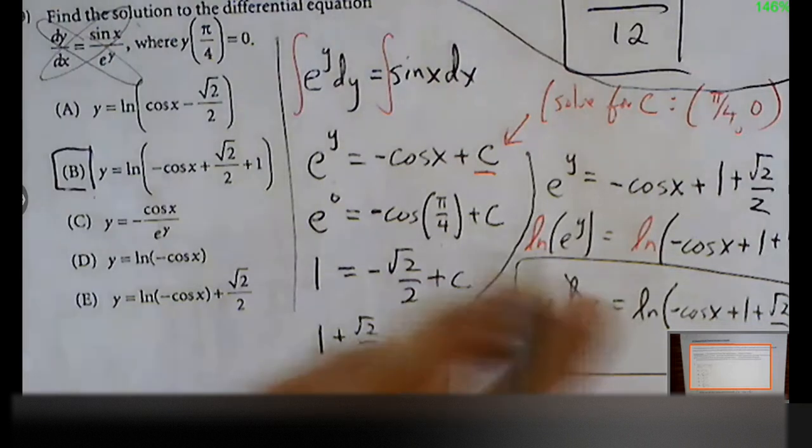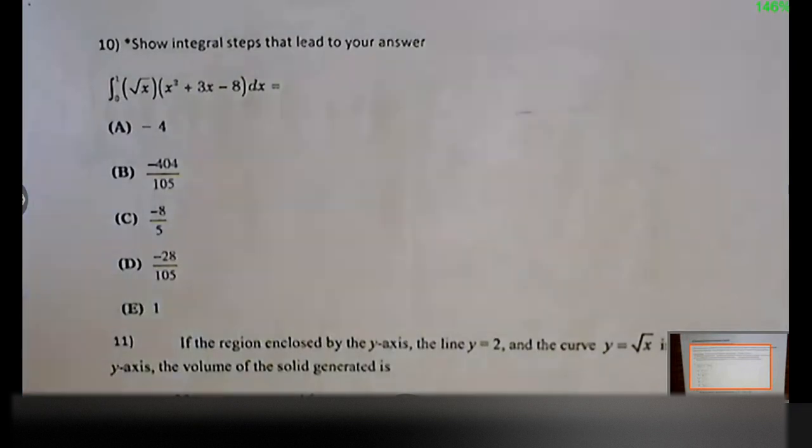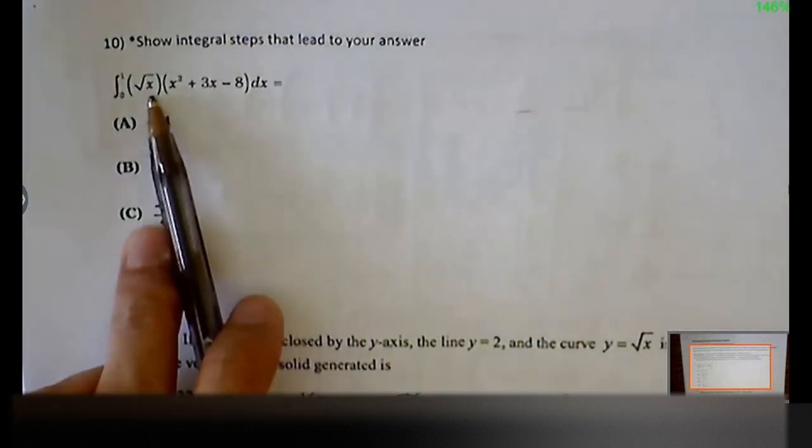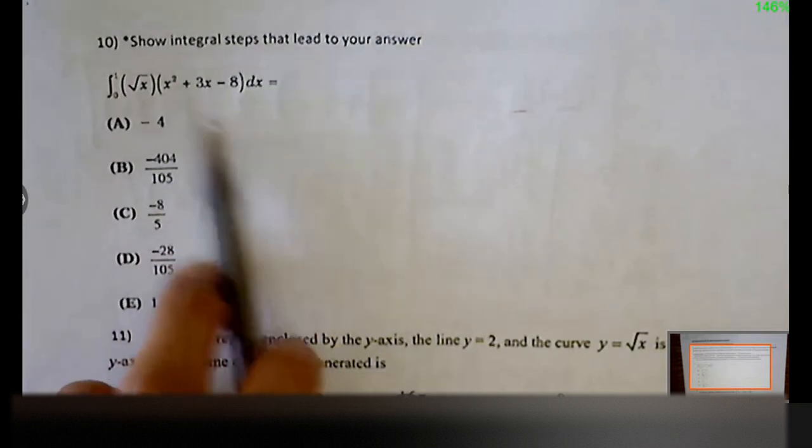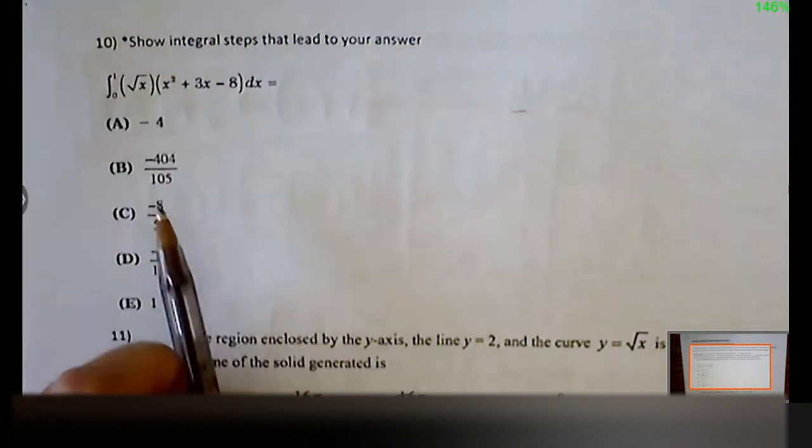All right, last page. All right, I see an integral problem. We're going to work it out by hand. So I'm going to expand everything out, rely on power rule, go through power rule, then I can work in the bounds.